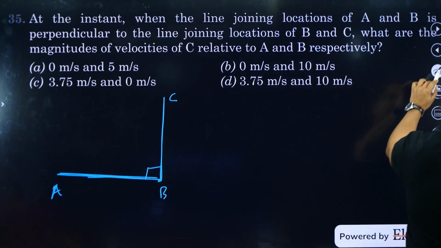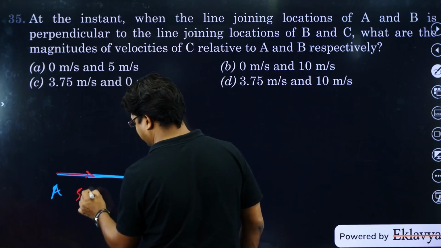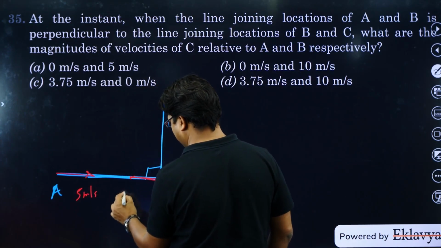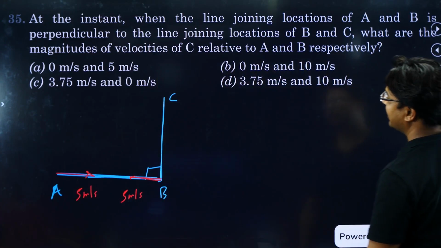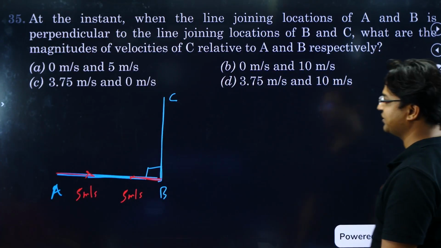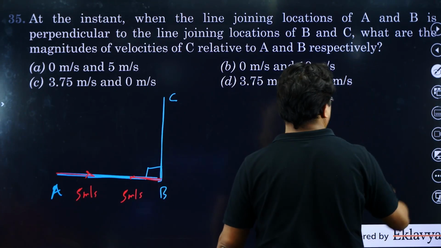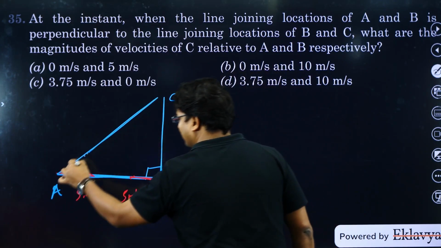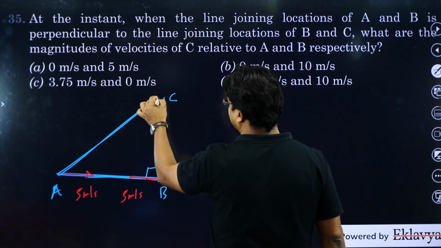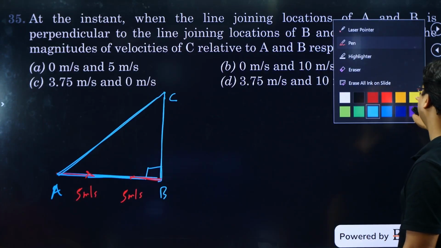So what are the velocities right now? Let's say A is having a velocity of 5 meter per second. B is also having a velocity of 5 meter per second. The question is asking what are the magnitudes of velocity of C relative to A and B respectively. Again, guys, we don't know in which direction C is going. But we do know that AC can be treated as a rod, and BC can also be treated as a rod. We don't know the direction and the magnitude of velocity of C. So what we do, we assume two random directions.